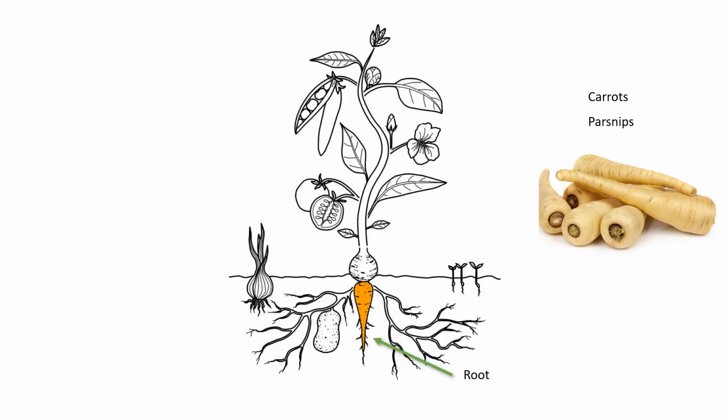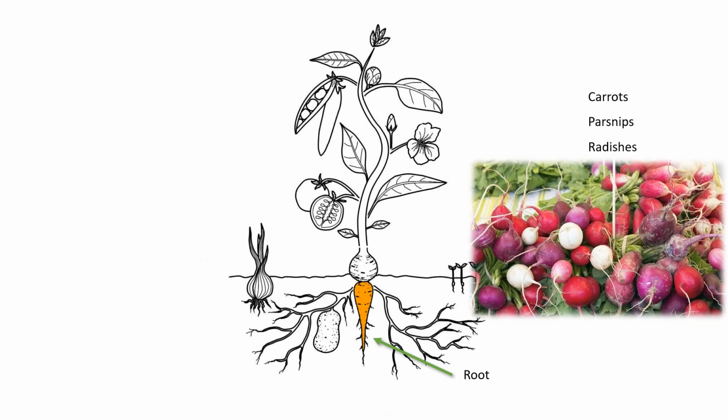Parsnips, which is another root vegetable. It looks a lot like a carrot. It's a little bit softer. It tastes a lot like parsley. I believe it's in the parsley family, but it's got a lot of the characteristics of the carrot. Radishes are root vegetables, and there's a huge variety of different radishes, colors, shapes, sizes, and flavors from very sharp, spicy to quite sweet.